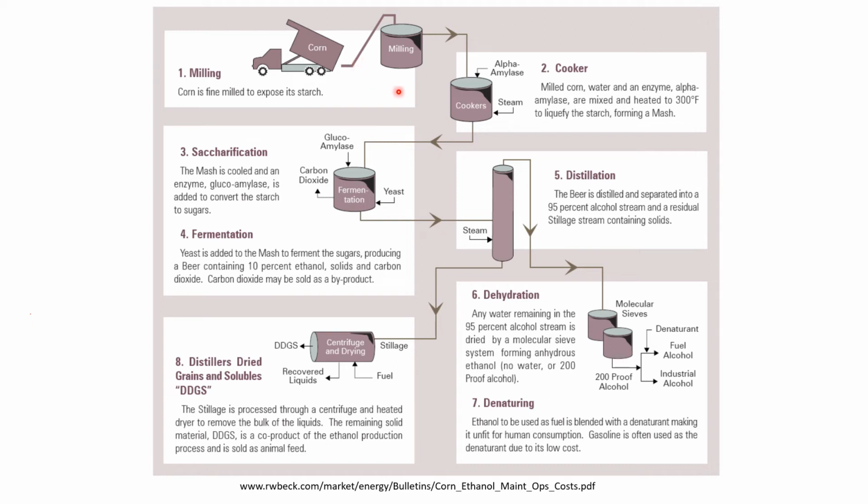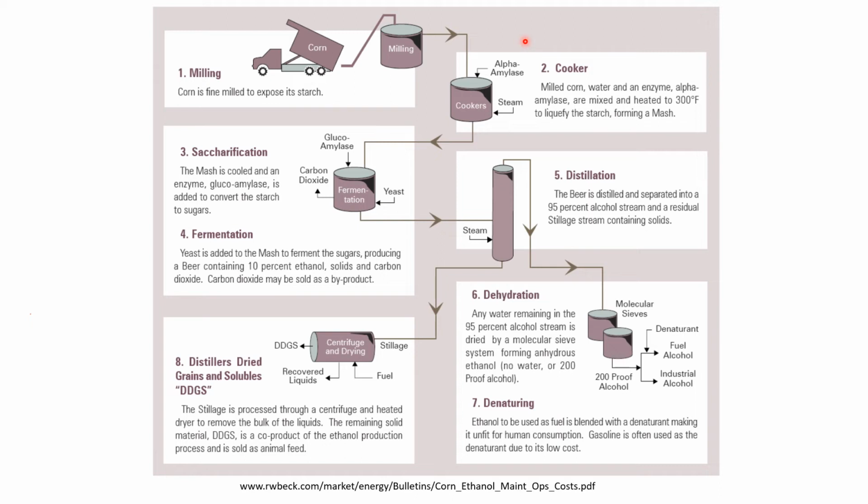Upon entering the biorefinery, the very first step is that the corn kernel is smashed. This is done in order to open up the corn kernel and make it easier to extract out of it that part of the corn kernel that will ultimately be converted into ethanol. So after being smashed, after being milled, that is sent to the next step, which is referred to as the cooker. In the cooker, the milled corn is mixed with water and an enzyme. In this case, that enzyme is alpha amylase. That mixture is then heated, say up to 300 degrees Fahrenheit, in order to what is referred to here as liquefy the starch and form a mash.